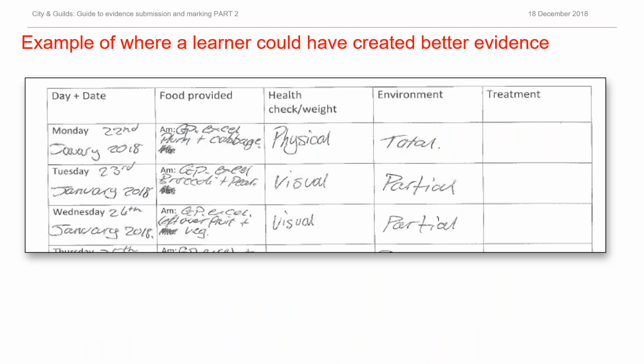Here we have an example of where the learner could have created better evidence. This tick sheet is very simply stating the steps they took, but does little to show their fuller understanding of the task. Here the learner has produced a plan and a record of the care they have given to an animal. The task required them to create a feeding and health plan.